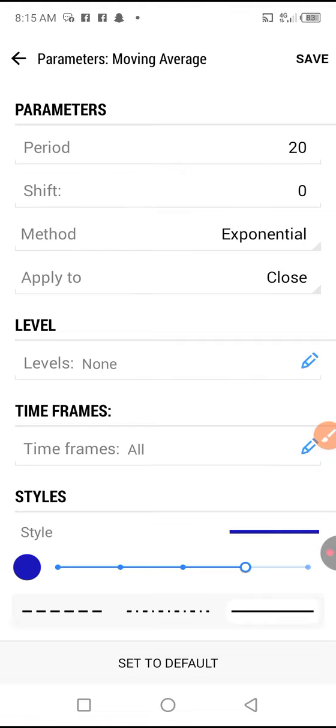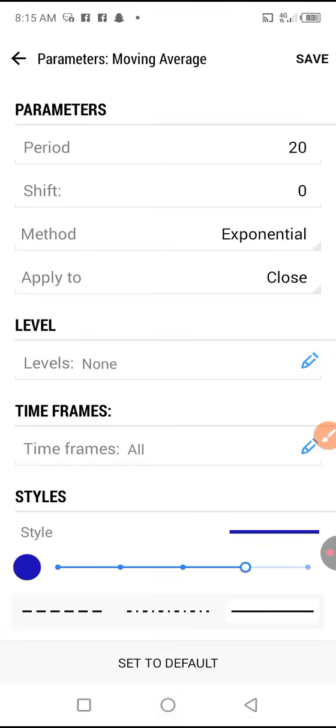Number two moving average here is period 20, shift 0, method exponential, apply to close. Then level, we don't have level for the moving average because this is our main chart indicator. The time frame, you can add it to all time frames because you can use any time frame. In this case, we are using the 1 minute time frame. Then your style, choose any color of your choice. And if you know the boldness you want, you can drag it to the boldness that you want.